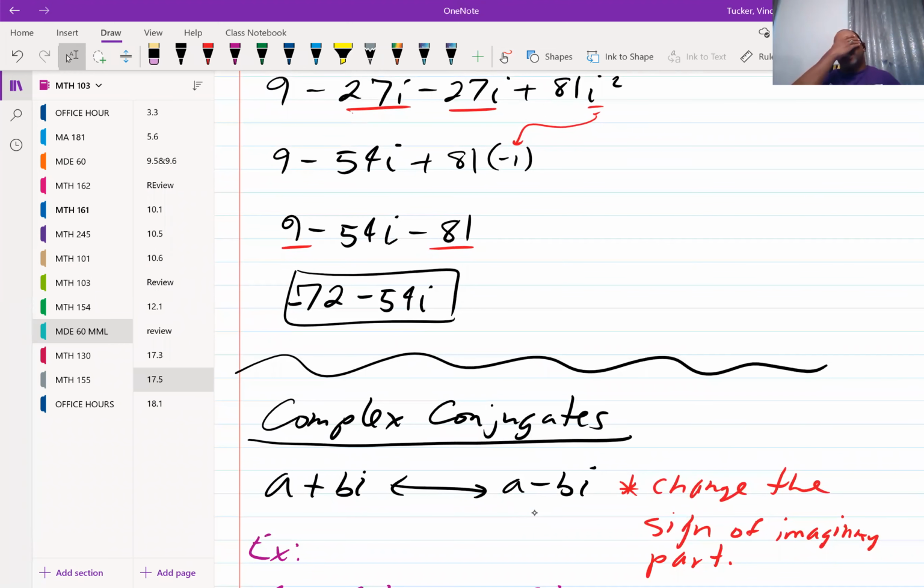Next thing, complex conjugates. I believe we talked about conjugates before, just regular conjugates. That's just changing the sign of the middle. So basically what we're saying is we're changing the sign of the imaginary part. We're talking about your complex conjugates. So if I have a plus bi, the conjugate of that would be a minus bi.